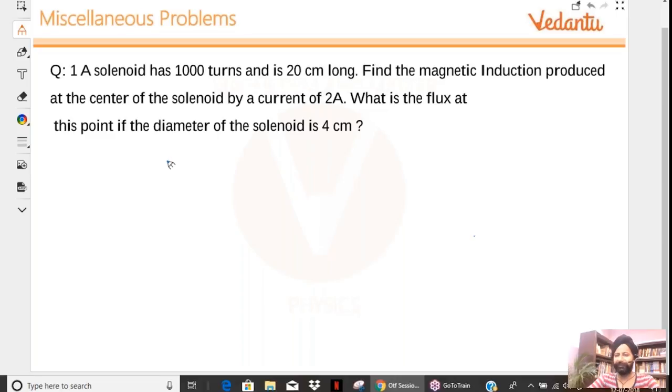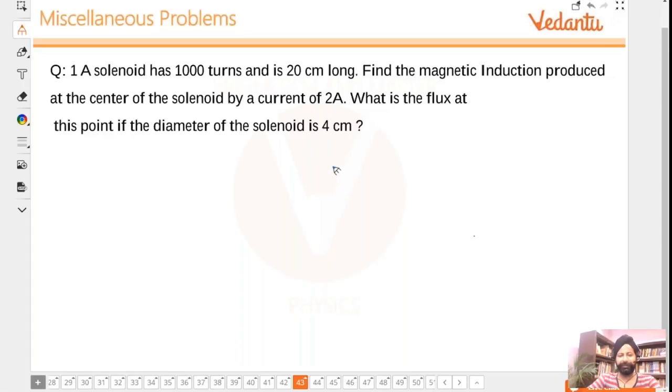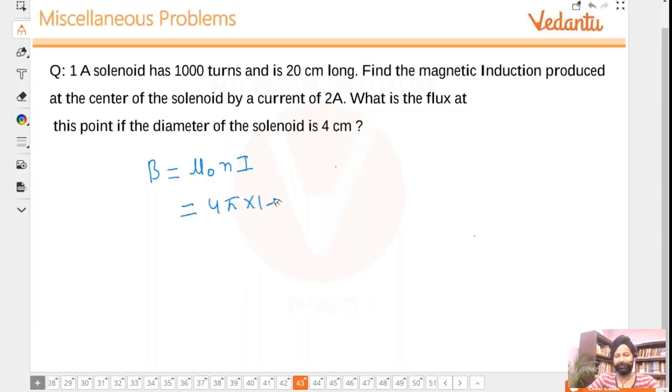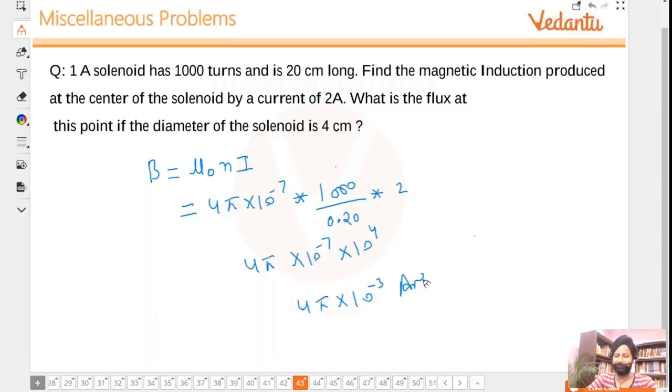Let's do this together for students who did not get it. So a solenoid has this much of turns. What is the magnetic induction produced? So magnetic induction is mu naught n I, right? That's it. So then you say 4 pi into 10 to the power minus 7, multiplied by the number of turns, 1000, divided by 20 centimeter, which doesn't look good, so 0.2, multiplied by the current 2. That's all. So 4 pi times 10 to the power minus 7, and this will become 0.1 here, so times 10 to the power 4. And as Atri was saying, and many others have said, 10 to the power minus 3, this is your answer.